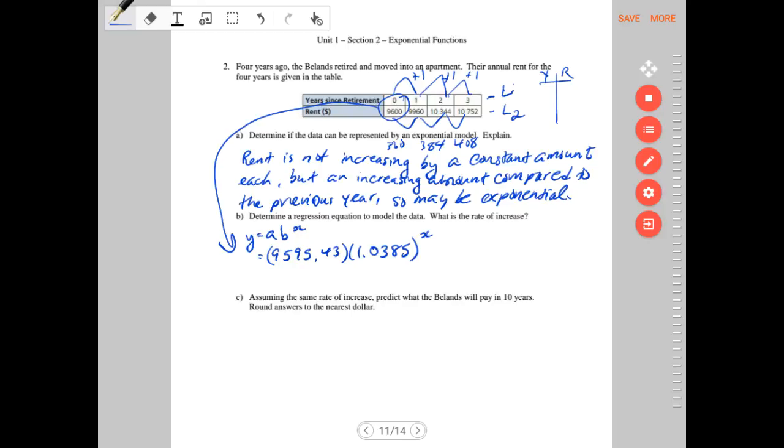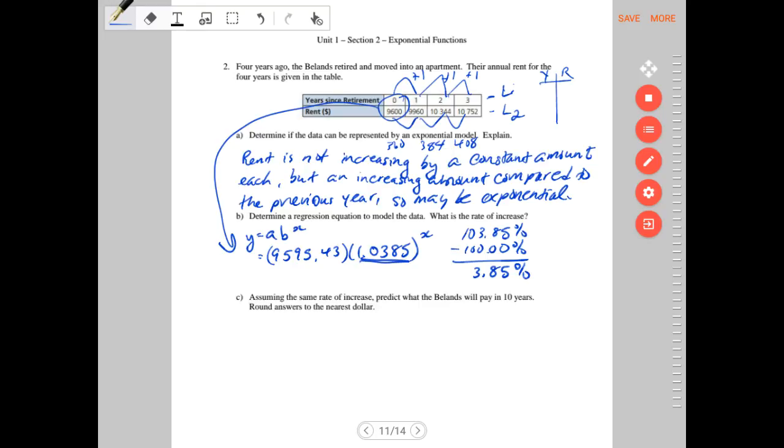Okay, now to find our rate of increase, okay, this is our multiplier. Now, if we were to change that into a percentage, that would be 103.85%. Okay, well, we want to subtract 100% because that would be what would happen if it didn't change. So the rate of increase is 3.85% each year.